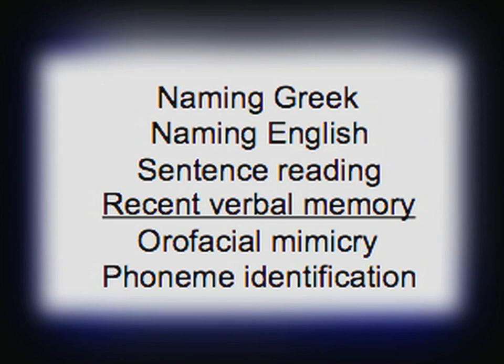We had the patient mimic a set of oral facial sequences, both repeating one oral facial movement and then a sequence of movements. These are the movements that you have to make to generate the motor aspects of language. And then we looked at their ability to identify phonemes.